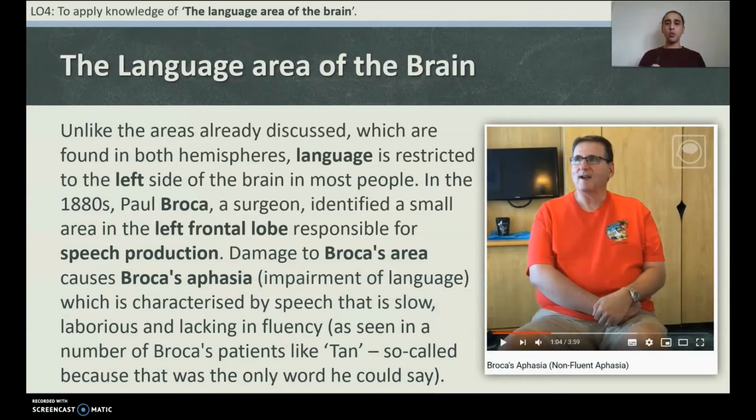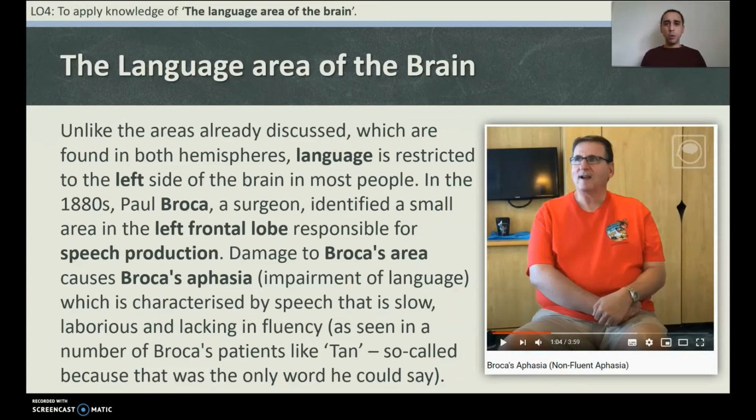Unlike the areas already discussed, which are found in both hemispheres, language is restricted to the left side of the brain in most people. It's not 100%, but in most people, the language center is actually found in the left hemisphere. In the 1880s, Paul Broca, who was a surgeon, identified a small area in the left frontal lobe responsible for speech production. Damage to Broca's area, so he named it after himself. It's a bit self-indulgent, but I would do the same, right?